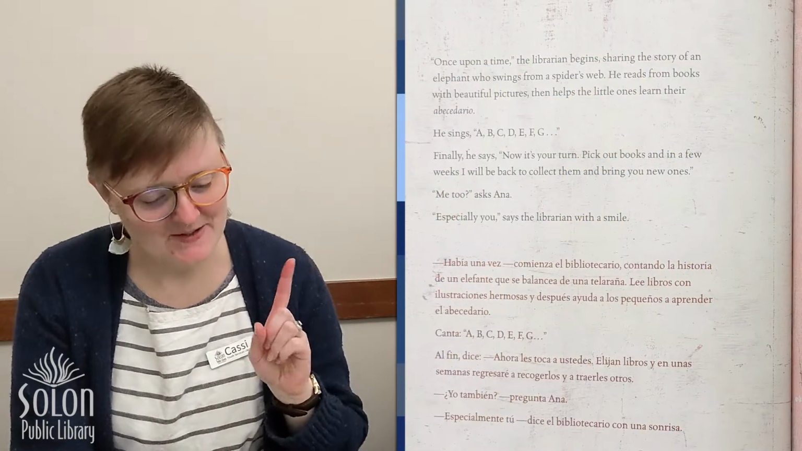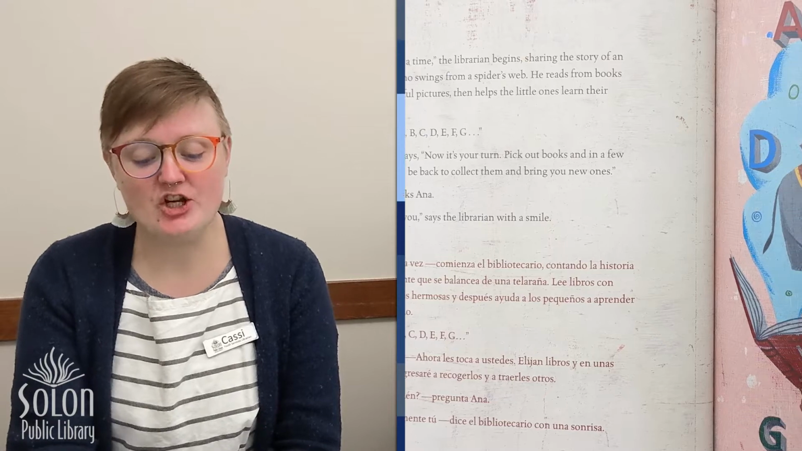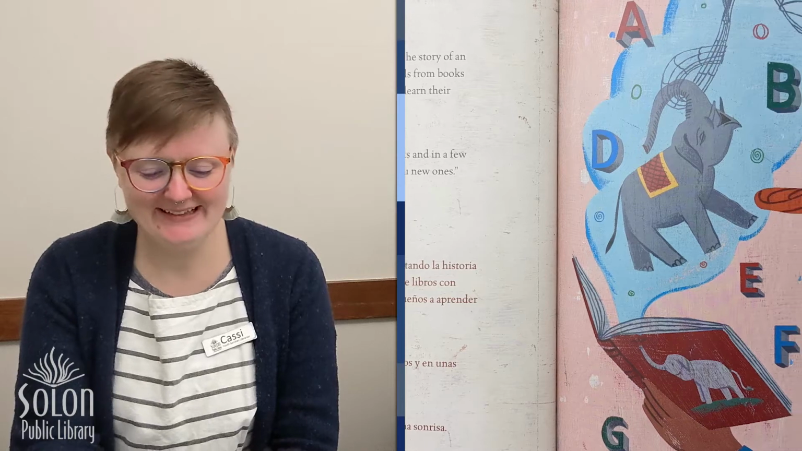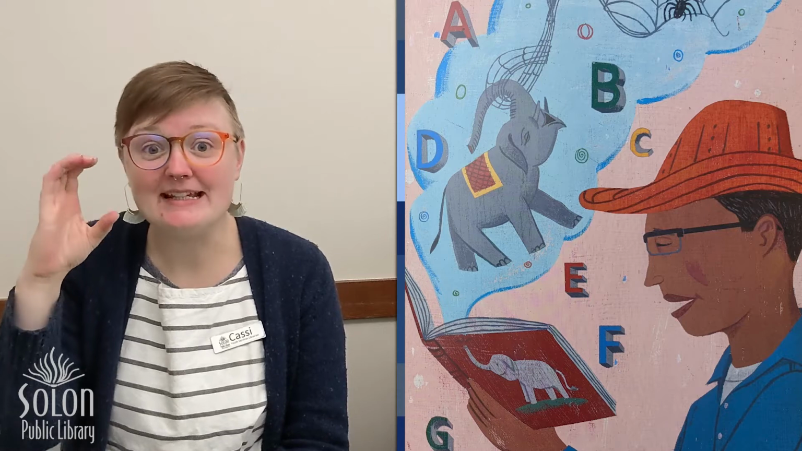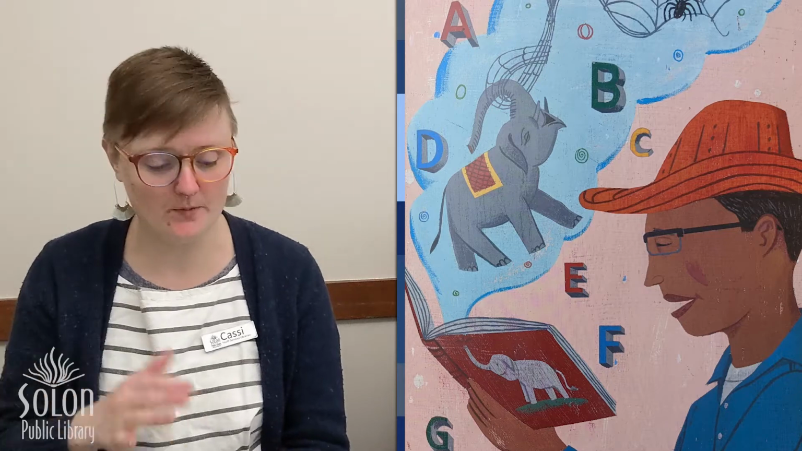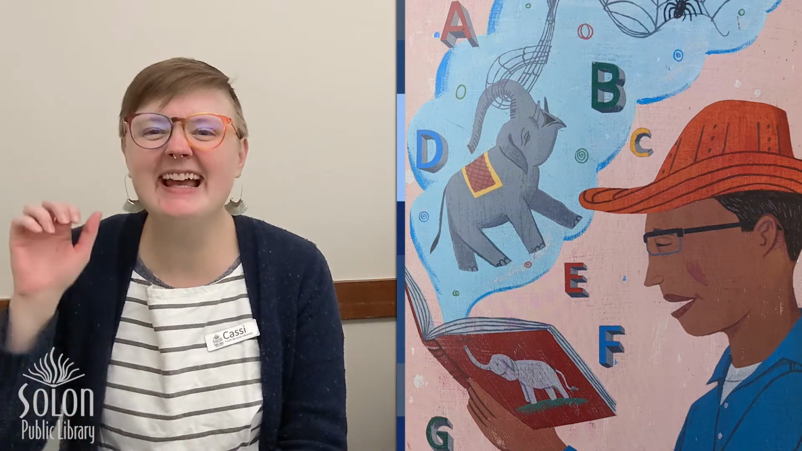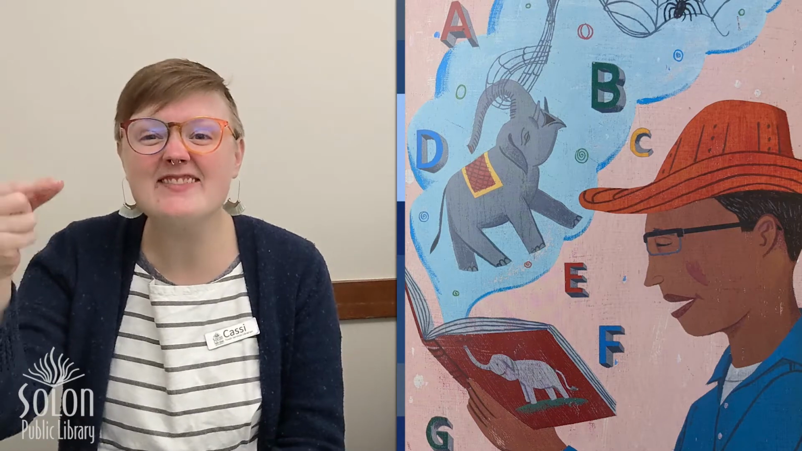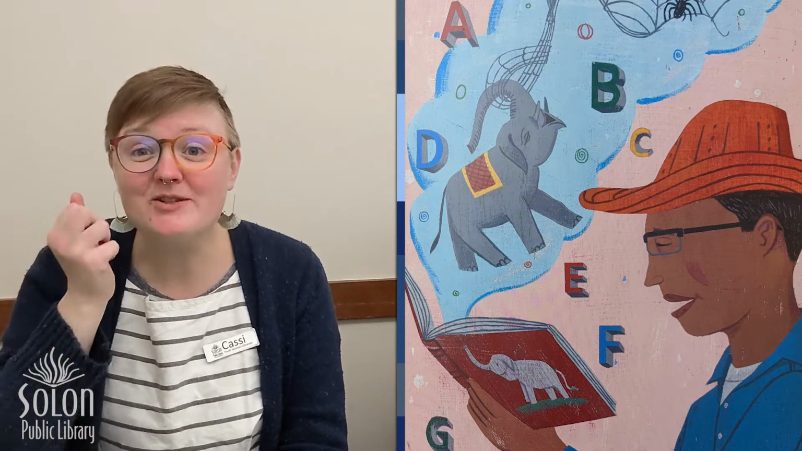Once upon a time, the librarian begins, sharing the story of an elephant who swings from a spider's web. He reads from books with beautiful pictures, then helps the little ones learn their abecedario, their ABCs. Right? Because they don't have a teacher to teach them, so the librarian is helping teach them. And he sings A, B, C, D, E, F, G. Finally, he says, now it's your turn.